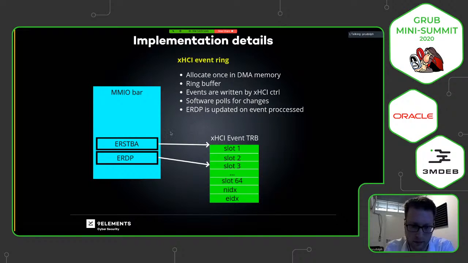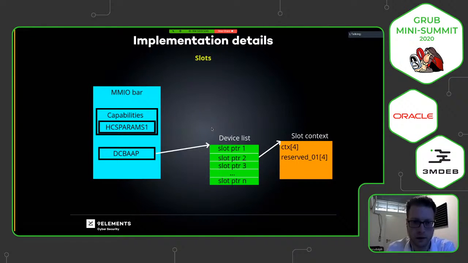So again, it's possible to process all those events by writing a single register in the MMIO BAR, which is quite fast. Okay, so now we're able to submit commands and receive events from the controller, and do some basic functionality. So the next important topic are slots.